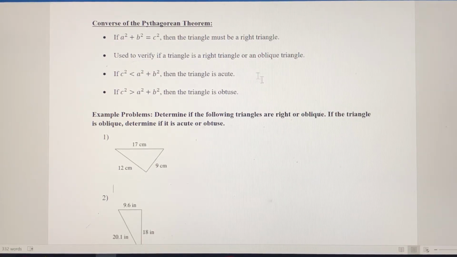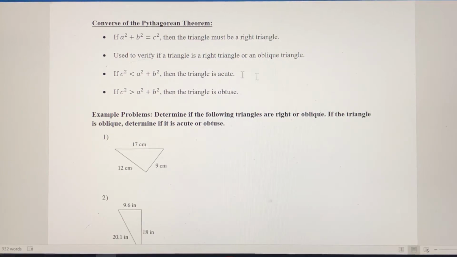Okay, so we're going to use this to verify if a triangle is a right triangle or what's referred to as an oblique triangle. Oblique triangle is not a fancy term, it just means not a right triangle. So don't get too out of sorts about that word oblique there. It just means not a right triangle.